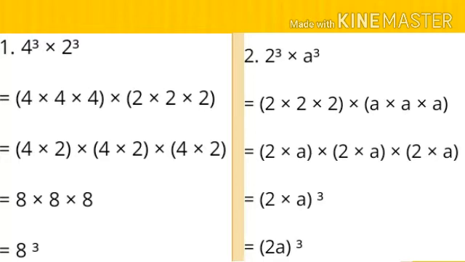Now, we take a second example, 2 raised to the power 3 into a raised to the power 3. You can also write it as 2a whole power of 3.